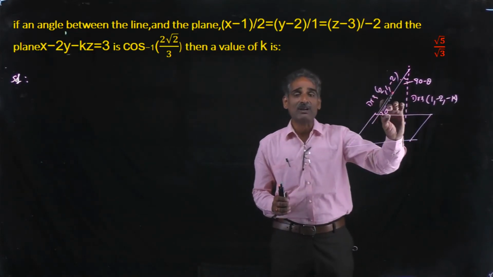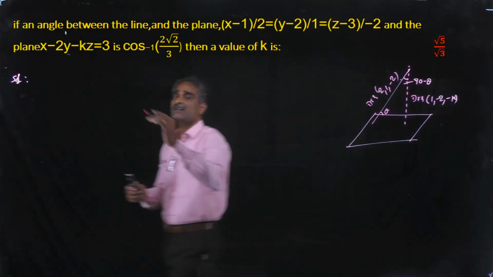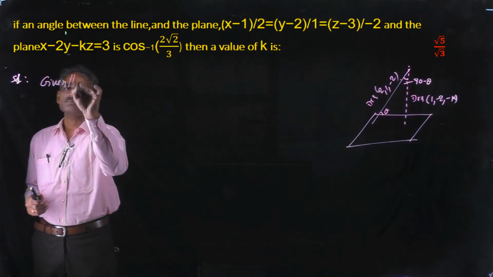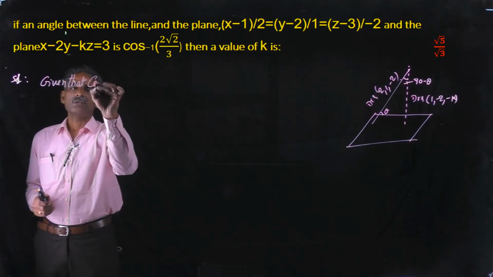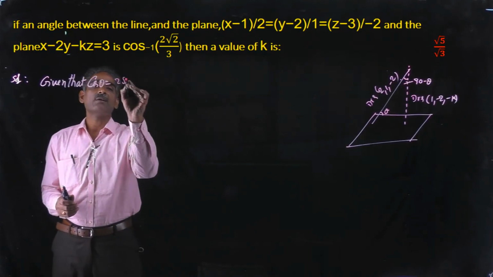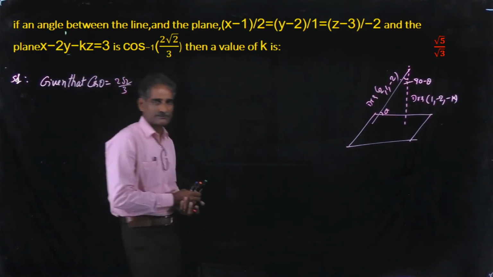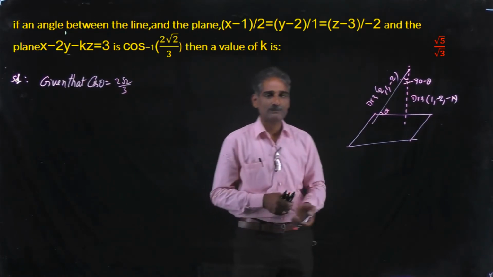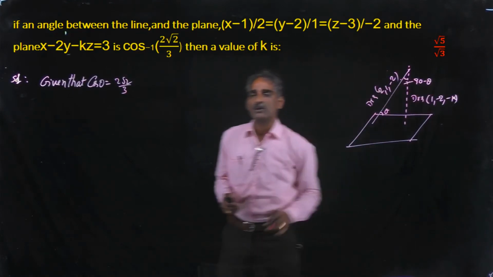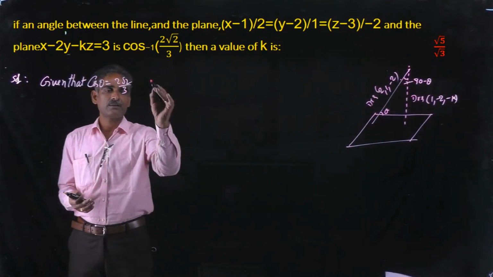So we are given the angle between this one, theta value, that means cos theta equal to 2 root 2 by 3. This is the given data. You have to find out k value. Understand? Cos of this angle equal to, you know the formula for cos theta. What is the formula for cos theta?